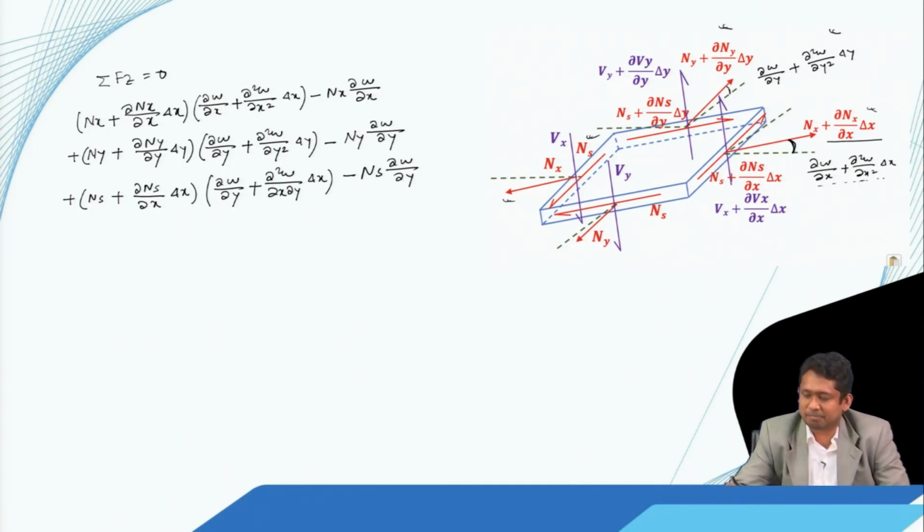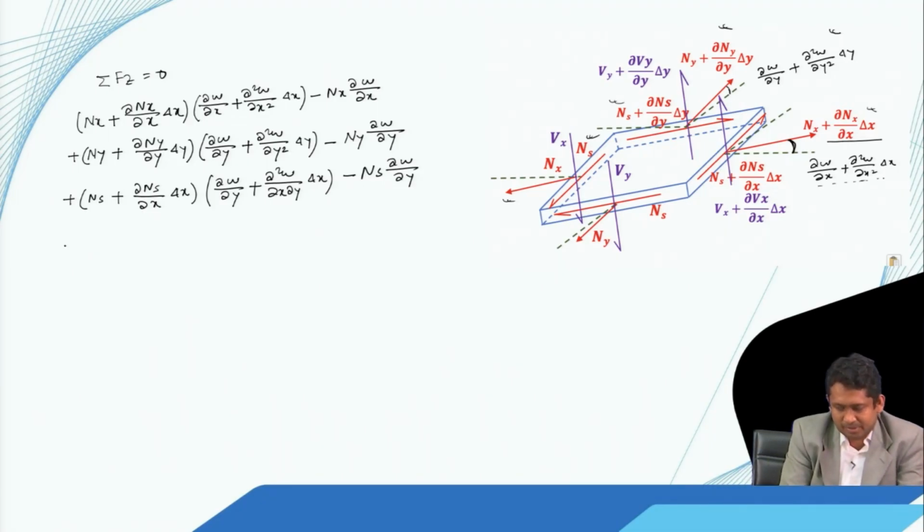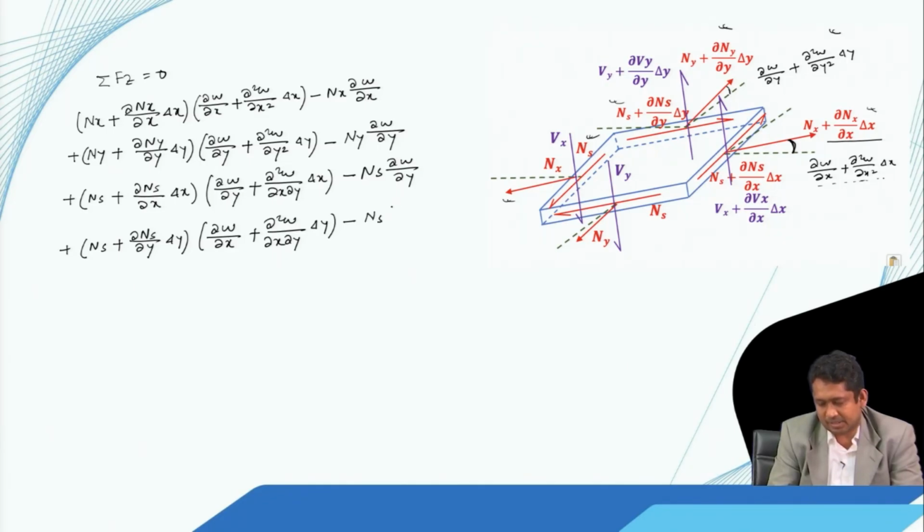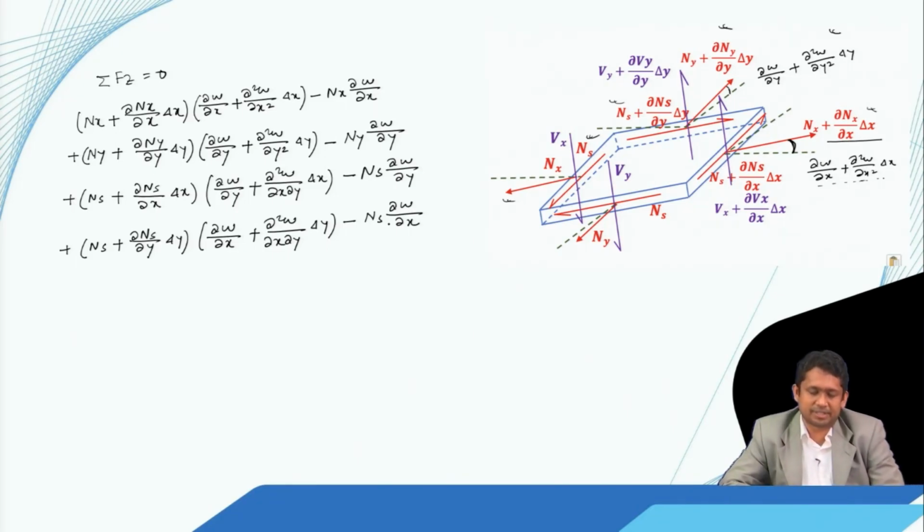Similarly, if we look at the shear at the positive y face, the shear is Ns plus del Ns by del y into delta y. So we have Ns plus del Ns by del y into delta y, and its slope is del w by del x plus del 2w by del x del y multiplied by delta y, and minus Ns into del w by del x. So these are the vertical components of the in plane forces.